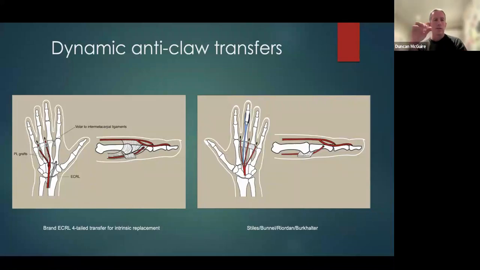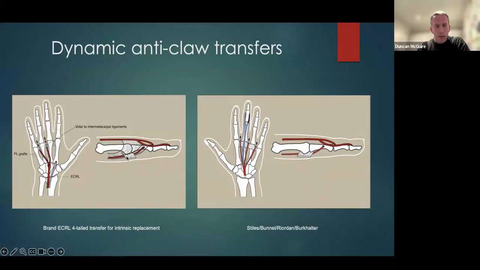palmaris from both hands, split it into two, make four little tails, and then you attach it from ECRL, go through the carpal tunnel, and then when you get to the level of the A1 pulleys, you pass those grafts through the lumbrical canals, and the grafts then go dorsally. If you look at my cursor here, it goes dorsally through the lumbrical canals, and then you can attach it either to the lateral bands. We tend to attach it slightly to the central slip.